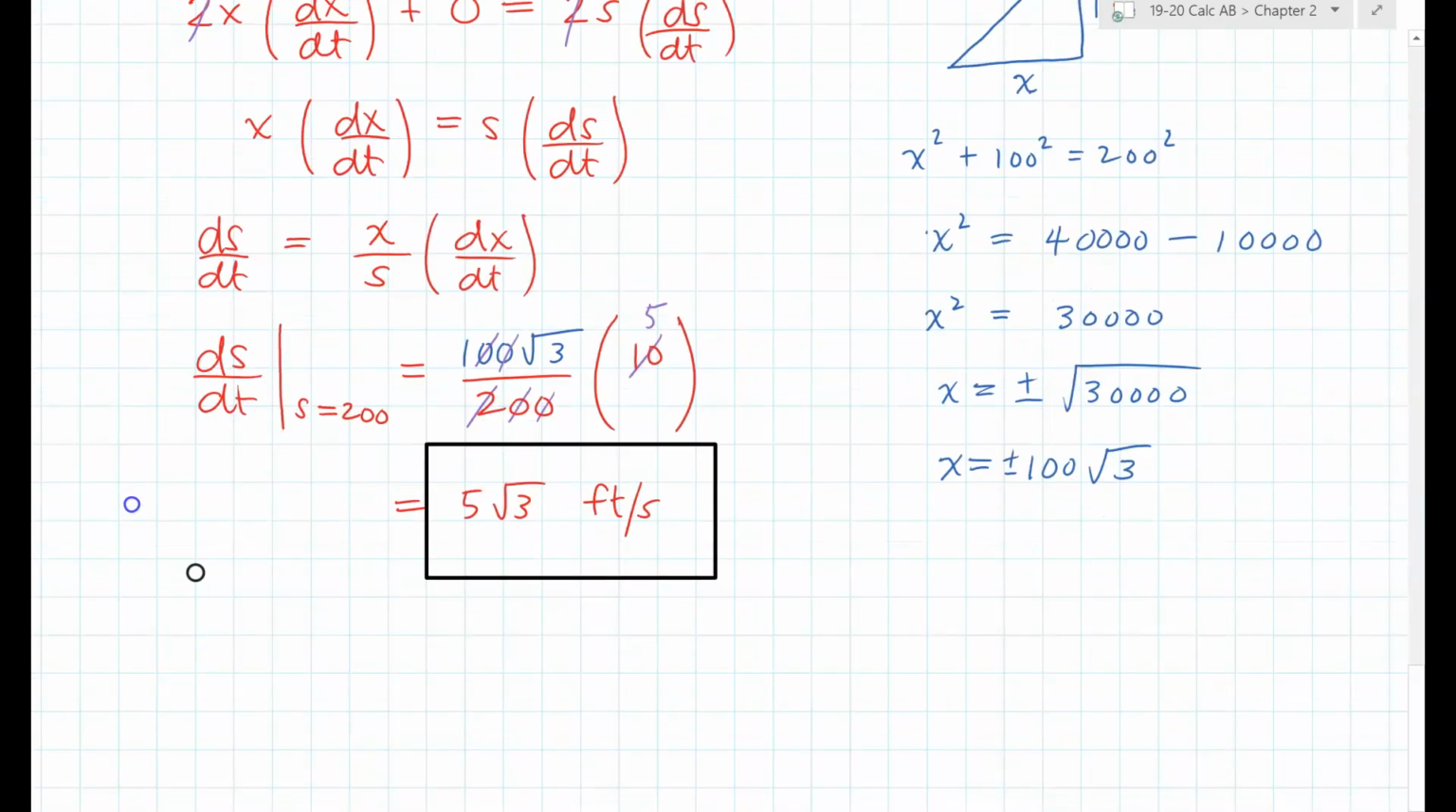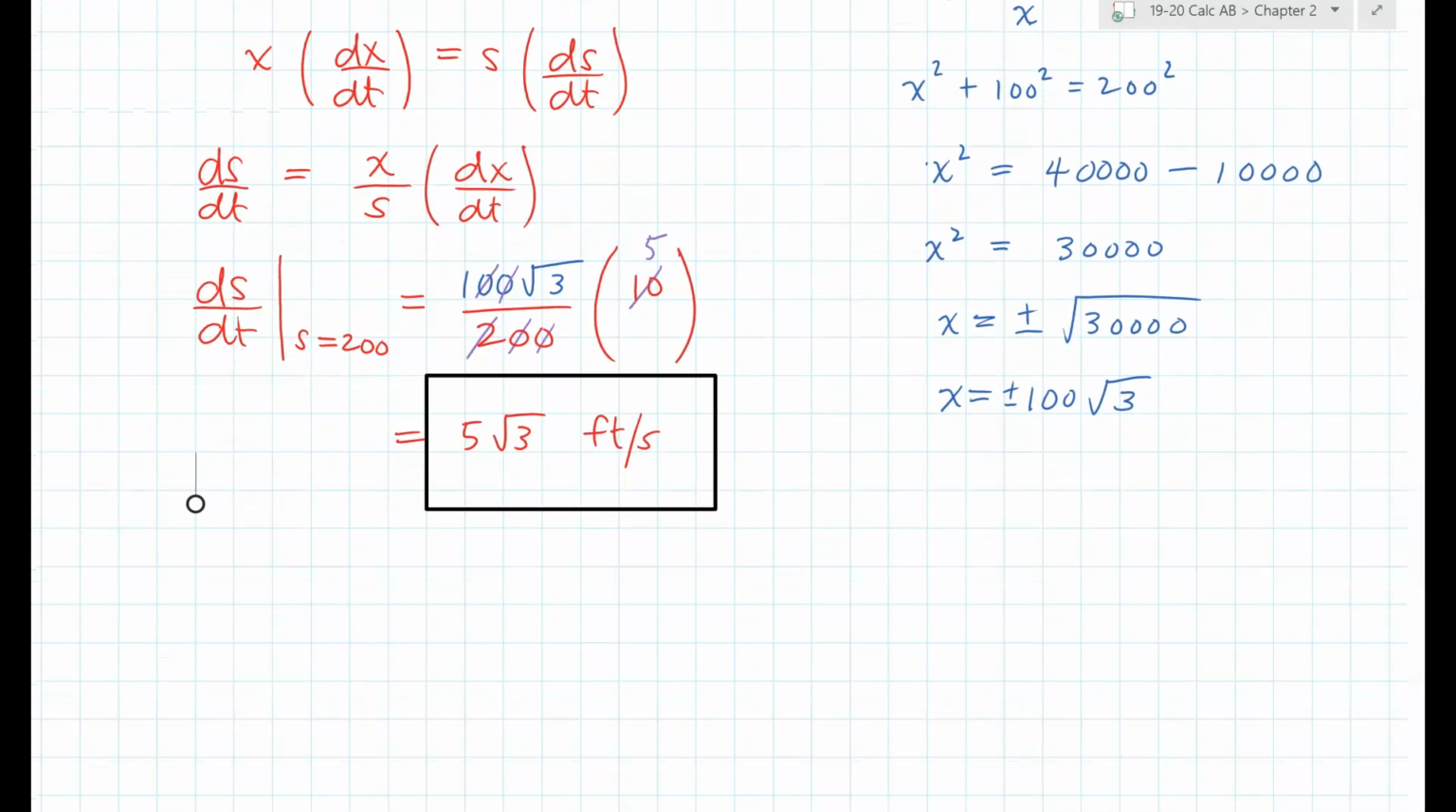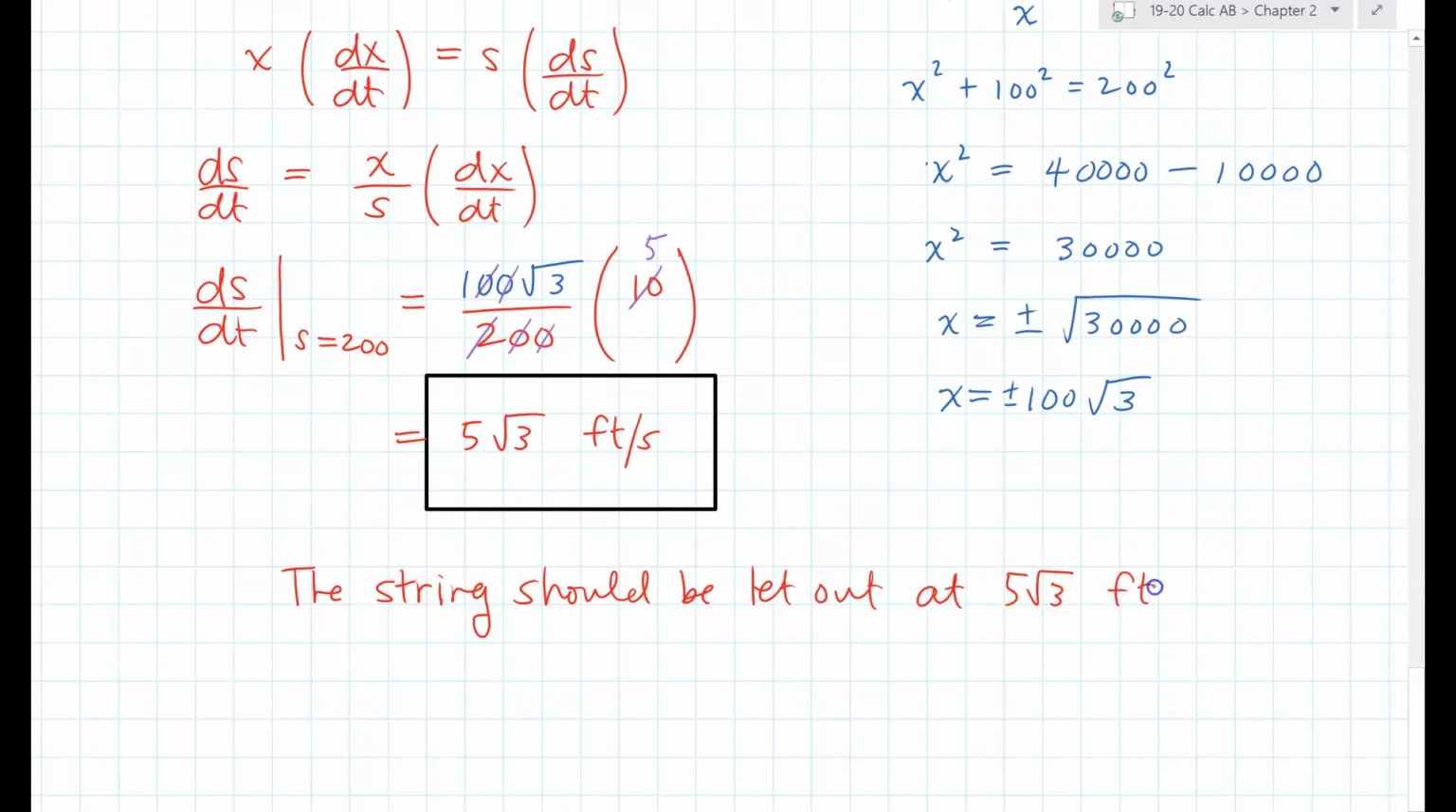Now, of course, they're going to want you to write a sentence for this, okay? Every time you're doing AP stuff, they want you guys to write something about it. So when they ask, at what rate must a string be let out when the string's already at 200, the string should be let out at 5 radical 3 feet per second.